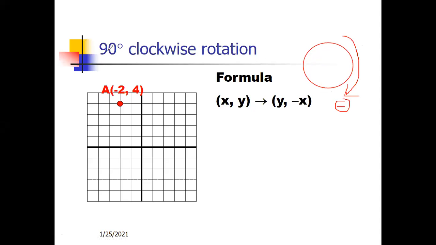And vice versa. If this is the clock and we want to rotate counterclockwise, then counterclockwise will be positive. So clockwise means negative, counterclockwise means positive. And we have a rule for each case.